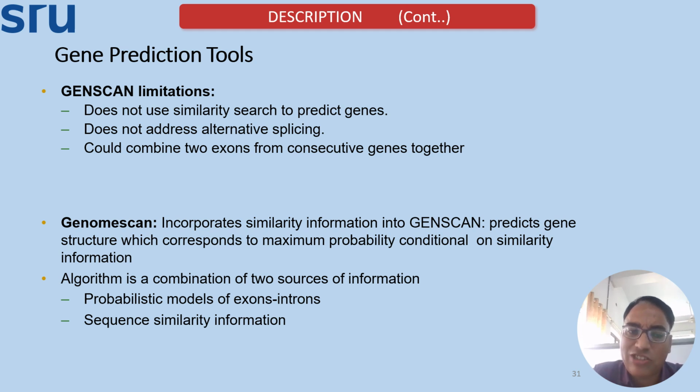The next tool is Genome Scan. It incorporates the similarity information also into GenScan. It predicts the gene structure which corresponds to maximum probability conditional on similarity annotation, the similarity information. So it considers not only the probability of an HMM base, it considers the similarity.